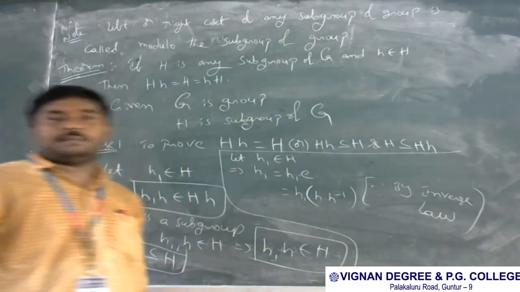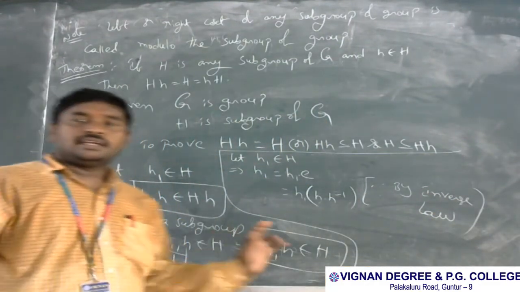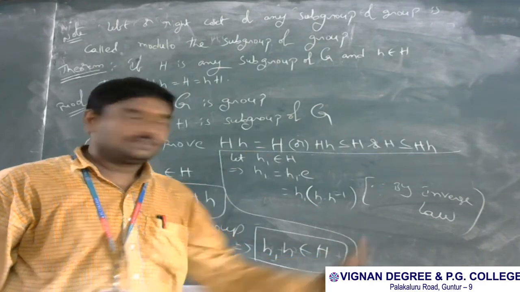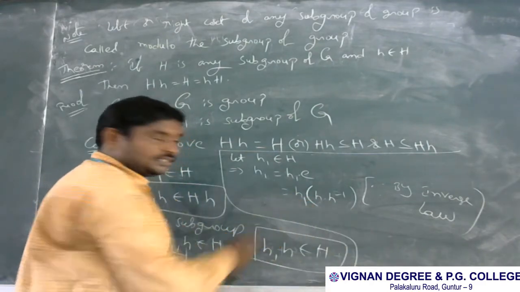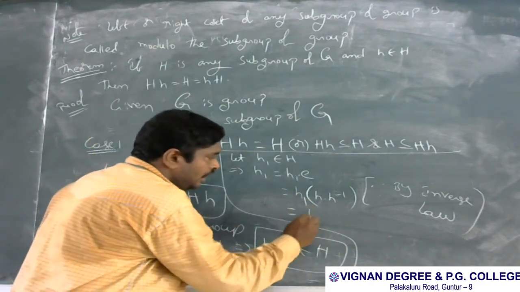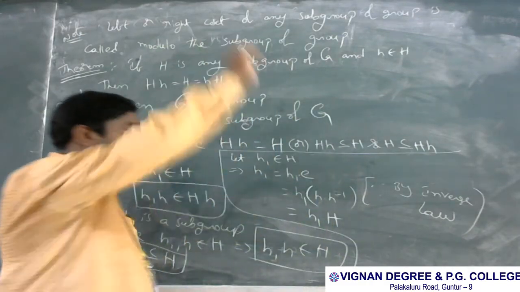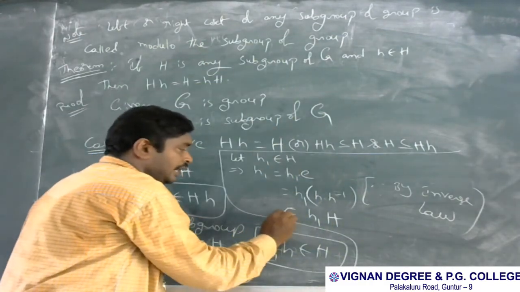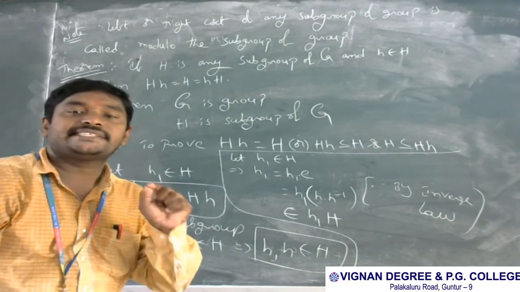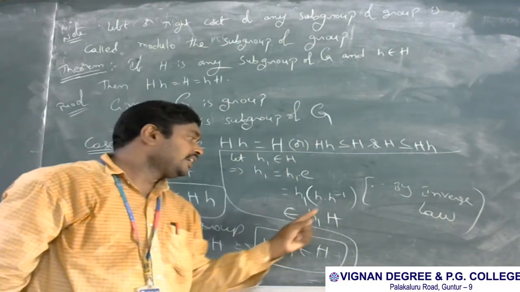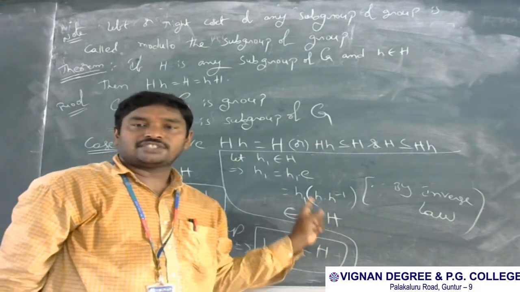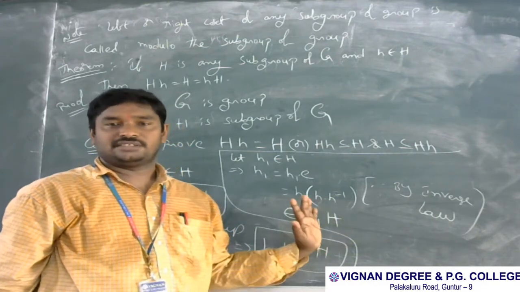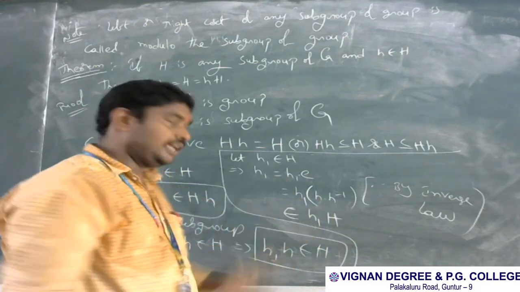By inverse law or by inverse property. Okay? Anybody have doubts? Small h1 into small h inverse, so small h1 into h inverse I can write as simply belongs to capital H. Why can you write capital H instead of small h1 into small h inverse? Okay? Is it your doubt? Okay, I am showing you.